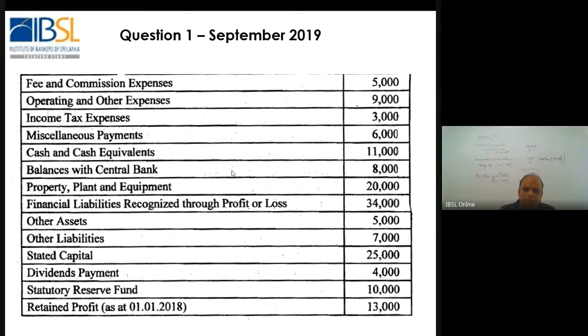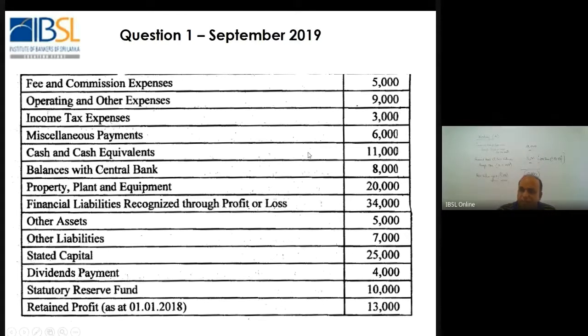Do we have anything? Yes. Here you will see property, plant and equipment, because when you say office furniture, that is your property, plant and equipment. So instead of debiting this property, plant and equipment, what they have done is they have gone and debited some miscellaneous payments account. Where is that? That is here. You will see. So debiting this 6,000 into this account is a mistake.